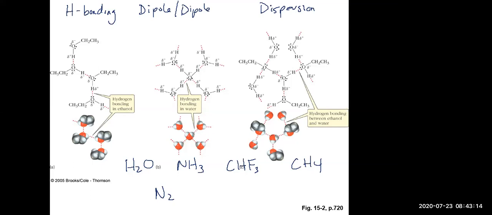And by the way, while you're thinking about it, what we're sort of asking here is, for example, water interacting with itself. So how is water and water interacting with itself? How is NH3 and NH3 interacting with itself? And so forth.